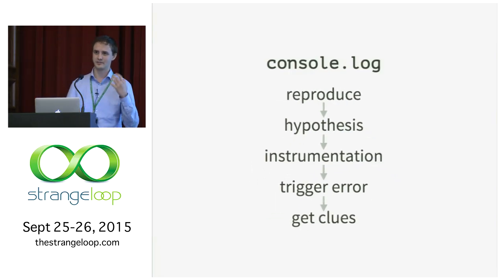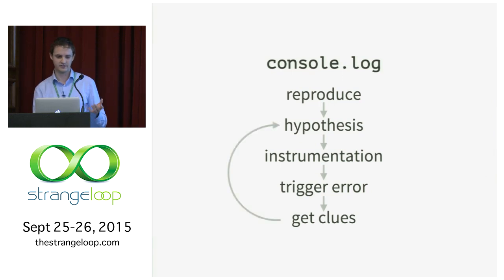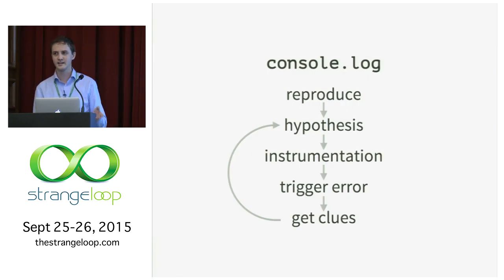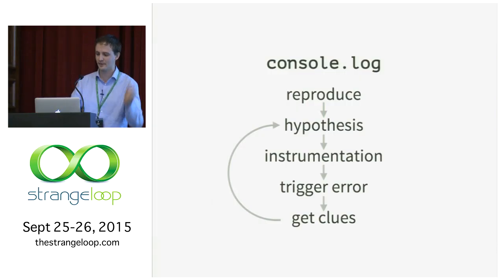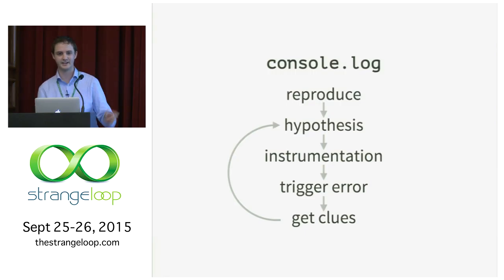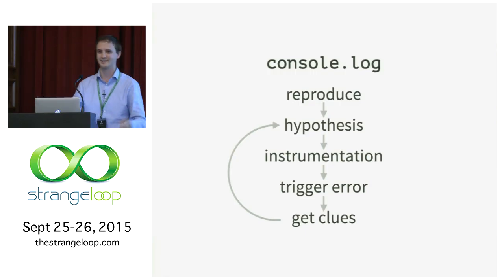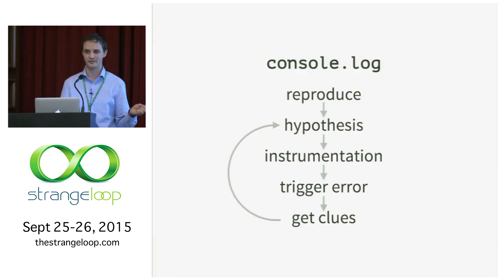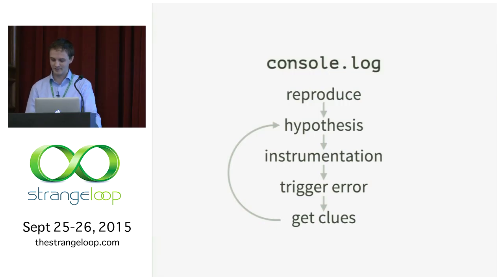So maybe it does what you expected, and you have to form another hypothesis, or maybe something is wrong, but you still don't know quite what it is. And so often you have to go back, form a new hypothesis, instrument the program again, trigger the error again, look at the data again. And so this is a very long feedback cycle until at some point you've found it and you can fix your bug. But why do we need to do this in the first place?